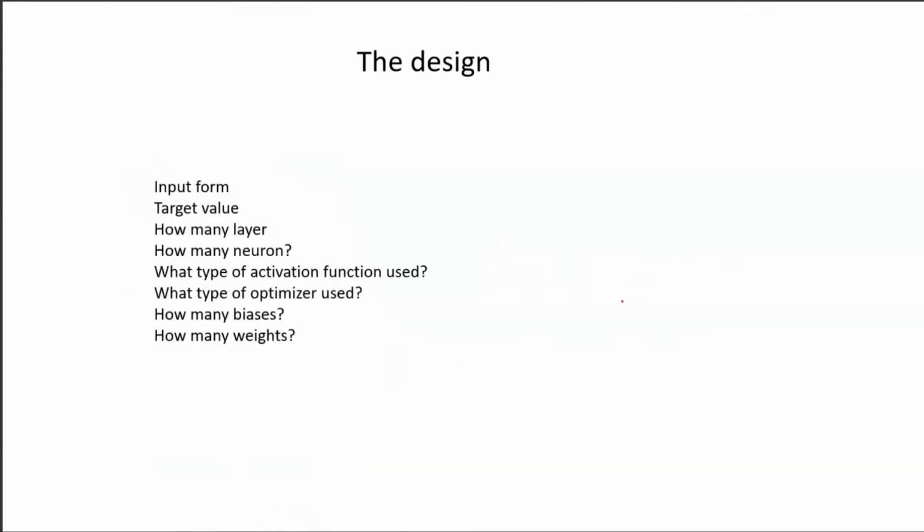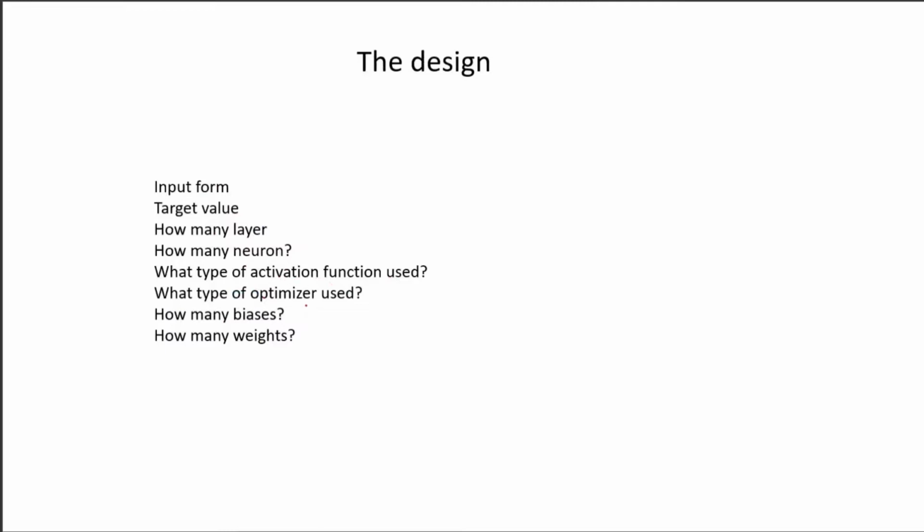And so let's move to the design. Okay. So these are the things that we need to think about. What are the input form? What are the label? So how many layers are you going to do? 1 layer, 2 layers, 3 layers, up to you. And how many neurons are you going to put in 1 layer? 5 neurons, 10 neurons, 1,000 neurons. It's up to us. Okay. And what type of activation function are we going to use? ReLU, sigmoid, and so on.